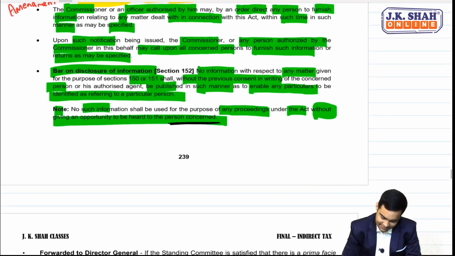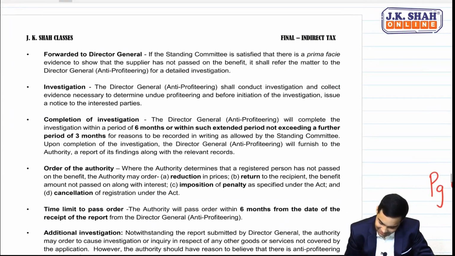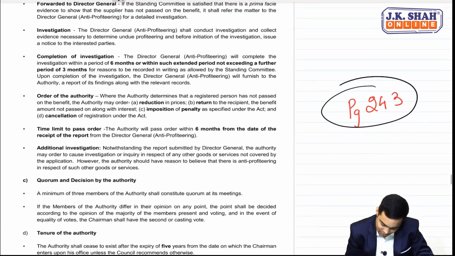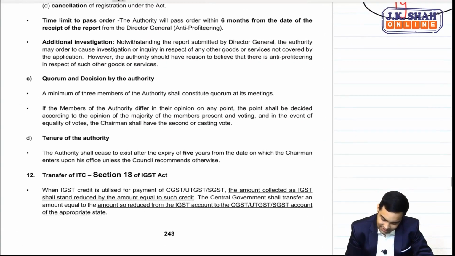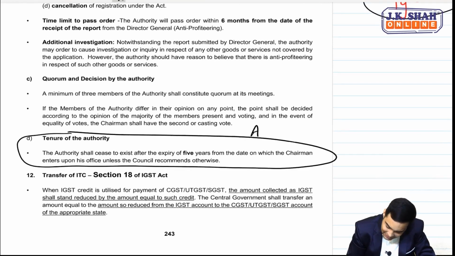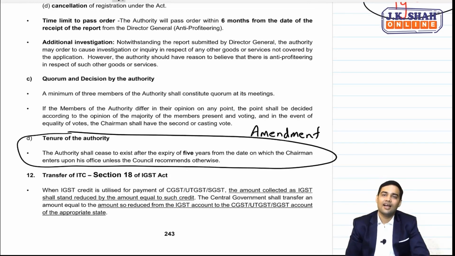Okay, now come to page 243, a very small change, people. In fact, only this part is amended. The entire page remains the same, people. On 243, only this part you mark as amendment. What is the amendment, sir?